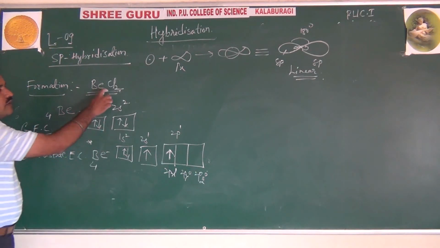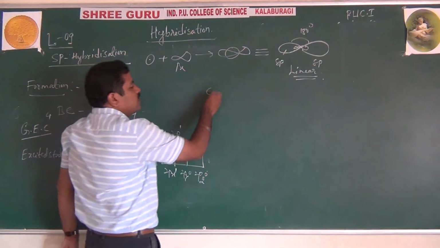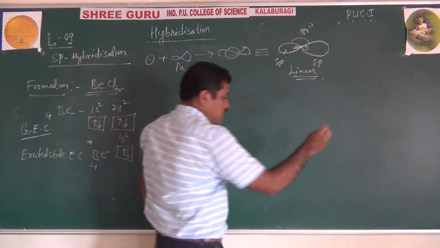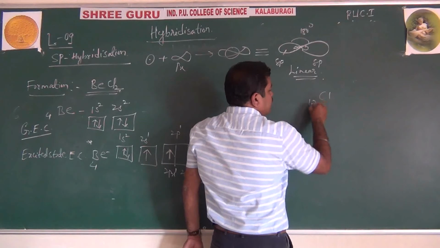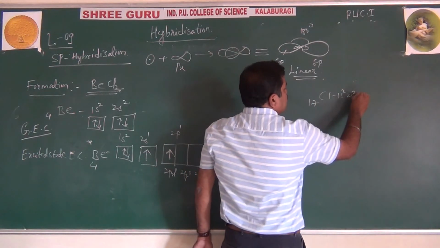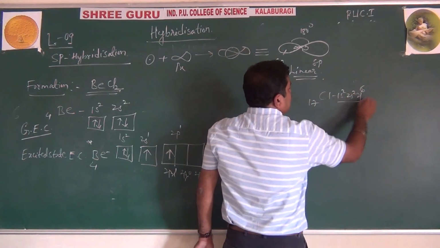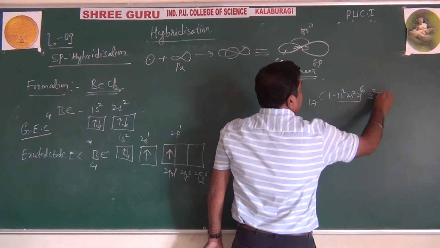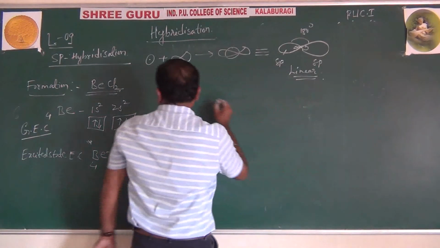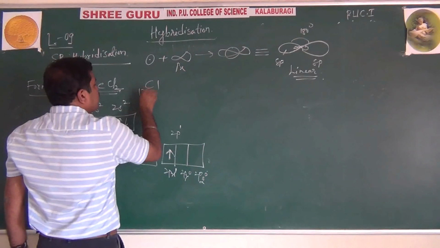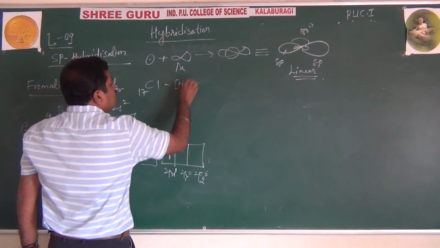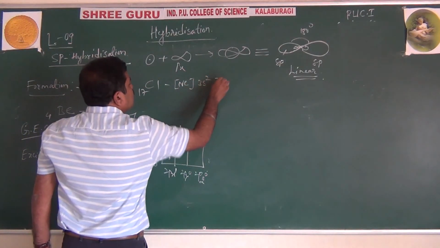Now you know chlorine. What is the atomic number of chlorine? You write 17: 1s2, 2s2, 2p6, which is completely filled, then 3s2, 3p5. Just write neon core, then 3s2, 3p5.